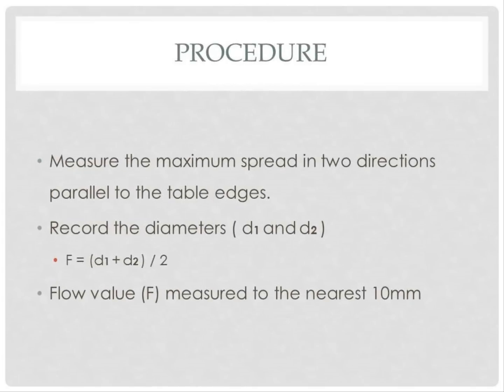Measure the maximum spread in two directions parallel to the table edges. Record the diameters D1 and D2. The flow can then be calculated using the formula F is equal to (D1 + D2) / 2, which is the average of the two diameters measured. This flow value is measured to the nearest 10 mm.